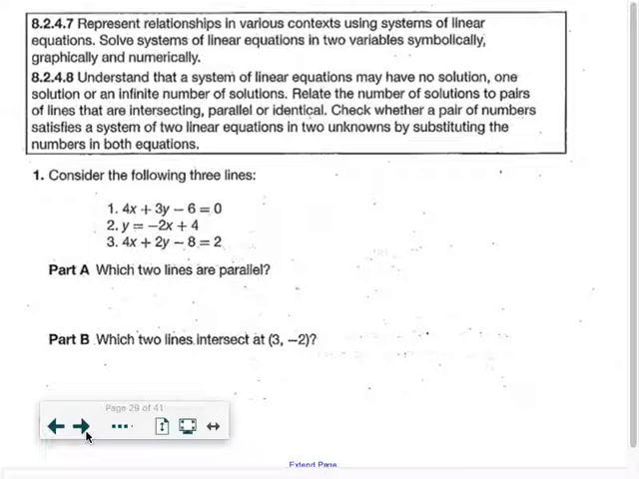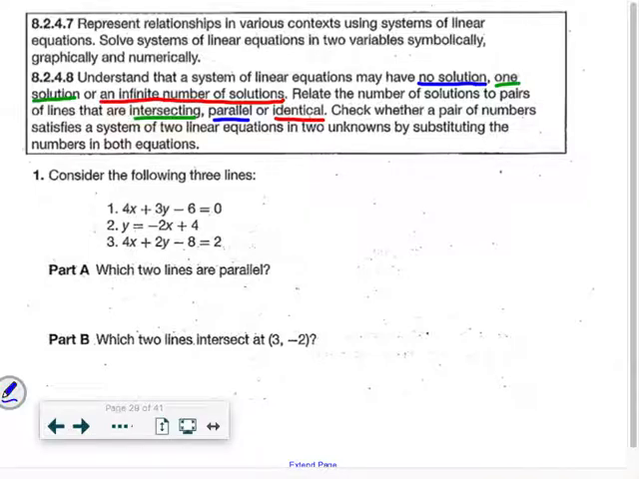And then 8.2.4.8, understand that a system of linear equations may have no solution, may have one solution, or an infinite number of solutions. Relate the number of solutions to pairs of lines that are intersecting. So intersecting lines, I'm going to underline that one in green because intersecting has one solution. Parallel is going to be blue because parallel is no solution. And then identical is red because that's an infinite number of solutions.